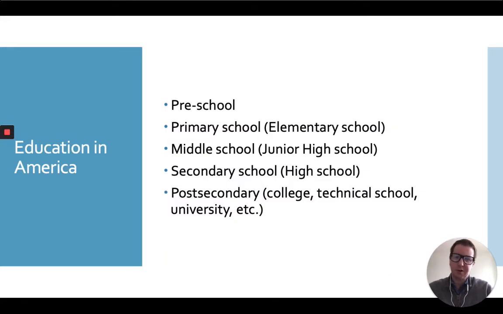Education in America can basically be categorized in several different parts. Preschool is an optional school that you can attend as a toddler. From there we go on to primary school, which in the US we call elementary school. Then we have middle school, which is essentially junior high, and secondary school, which is high school. After high school, there are several different options available to you. These are post-secondary, so they can be colleges, technical schools, and universities.